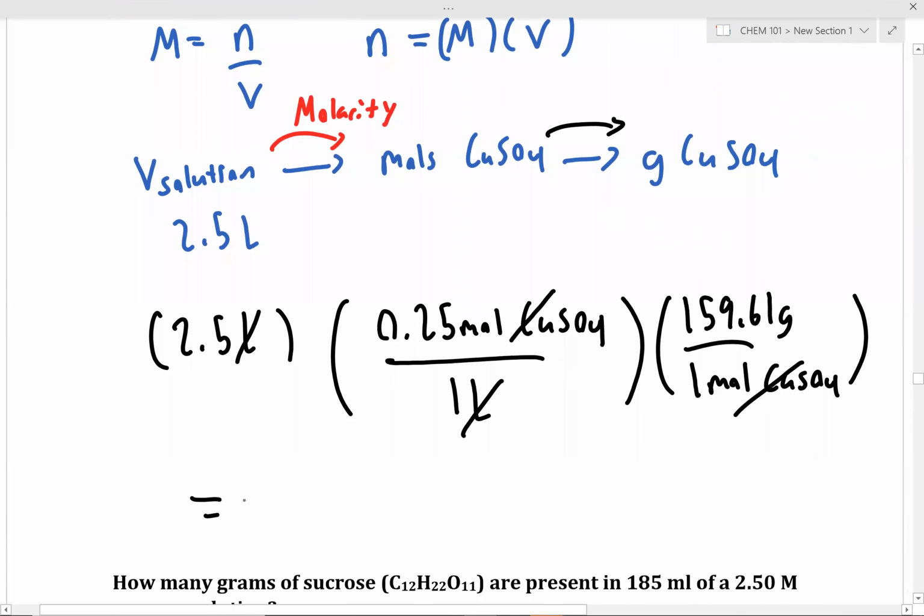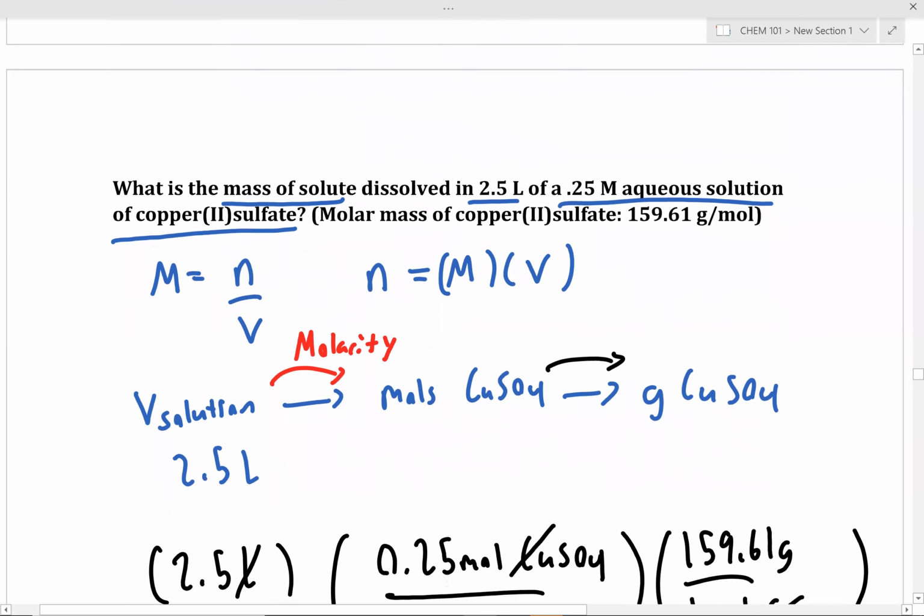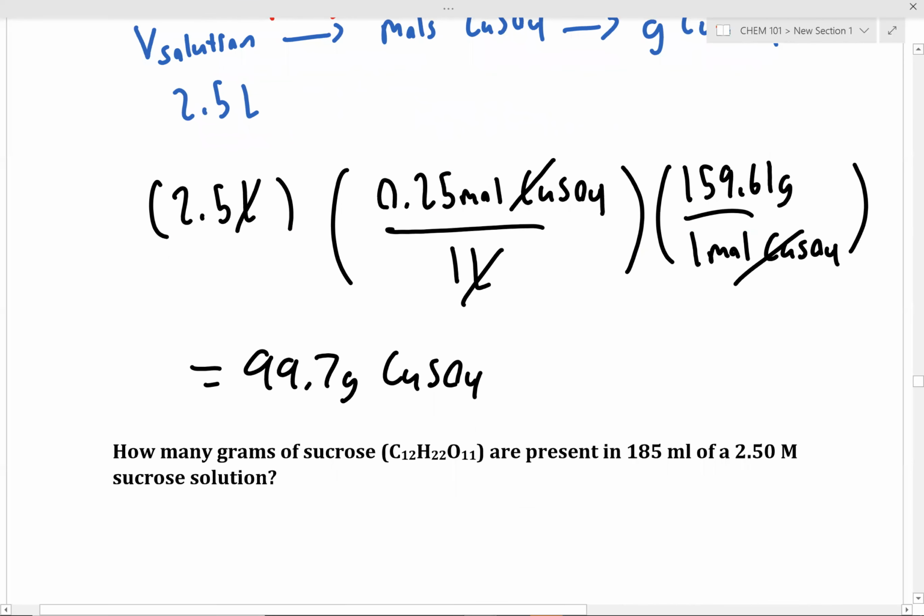So let's just punch that into our calculator. We have 2.5 times 0.25 times 159.61. And that in turn gives us 99.7 grams of copper sulfate. And let me check to see if we need to round. Yes, we do. We need to round it to 2 sig figs. So this is rounded to 1.0 times 10 to the second grams of copper sulfate.